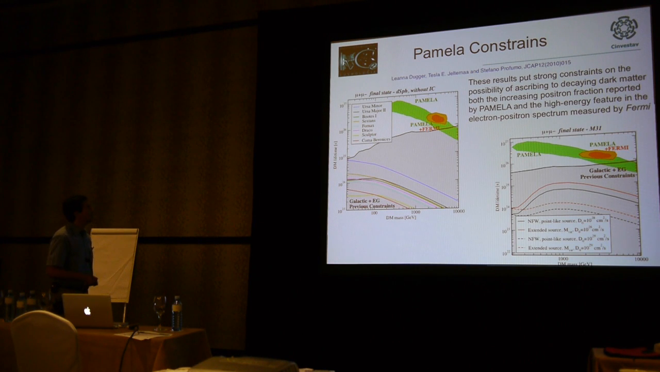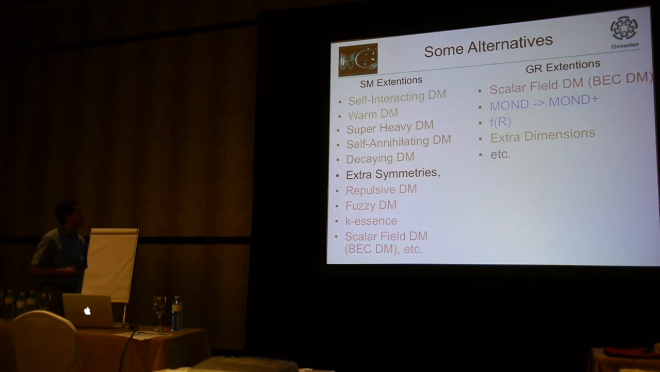Therefore, the conclusion of this group is that these results put strong constraints on the possibility of ascribing to decaying dark matter both the increasing positron fraction reported by PAMELA and the high energy features of the electron-positron spectrum measured by Fermi. Well, these models are still alive, but they are very, very tightly constrained.